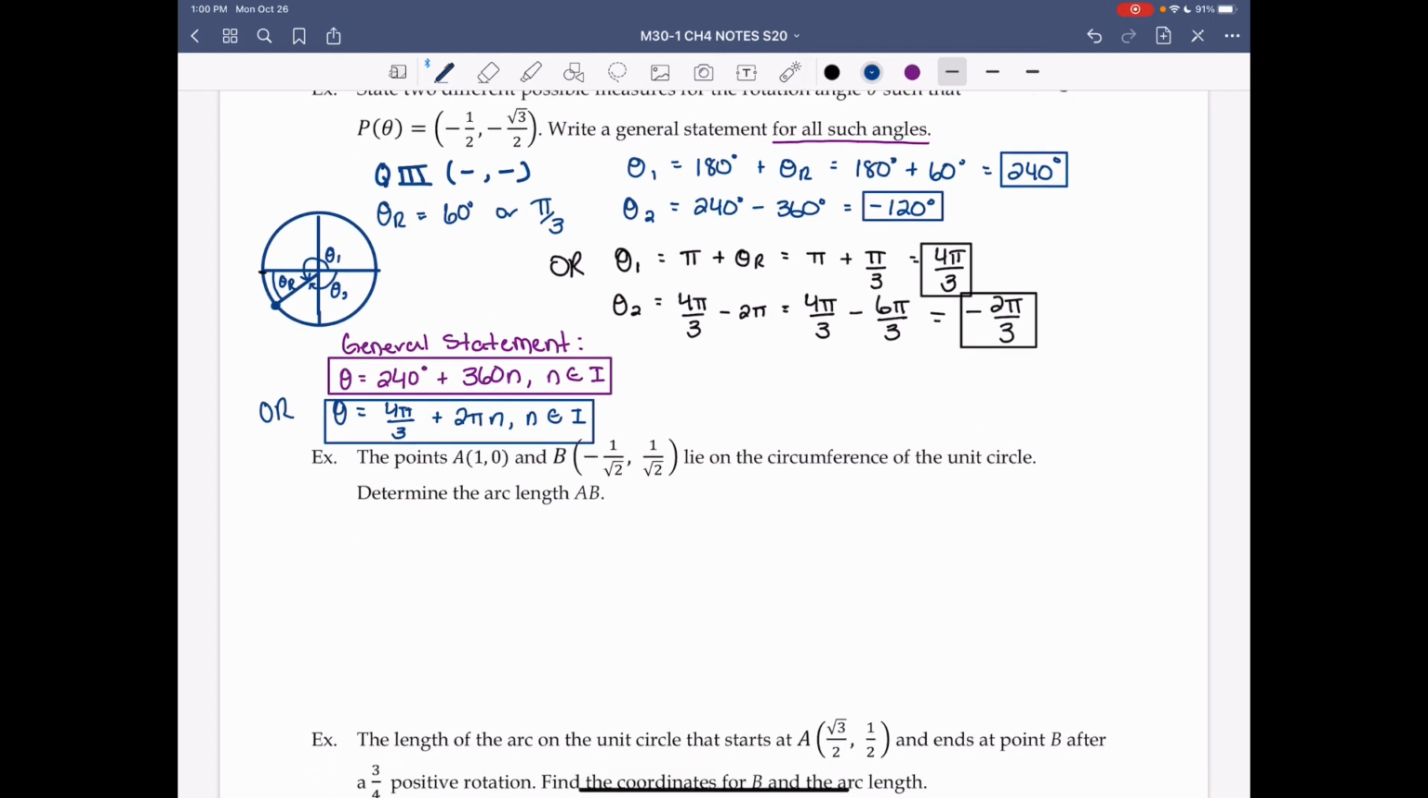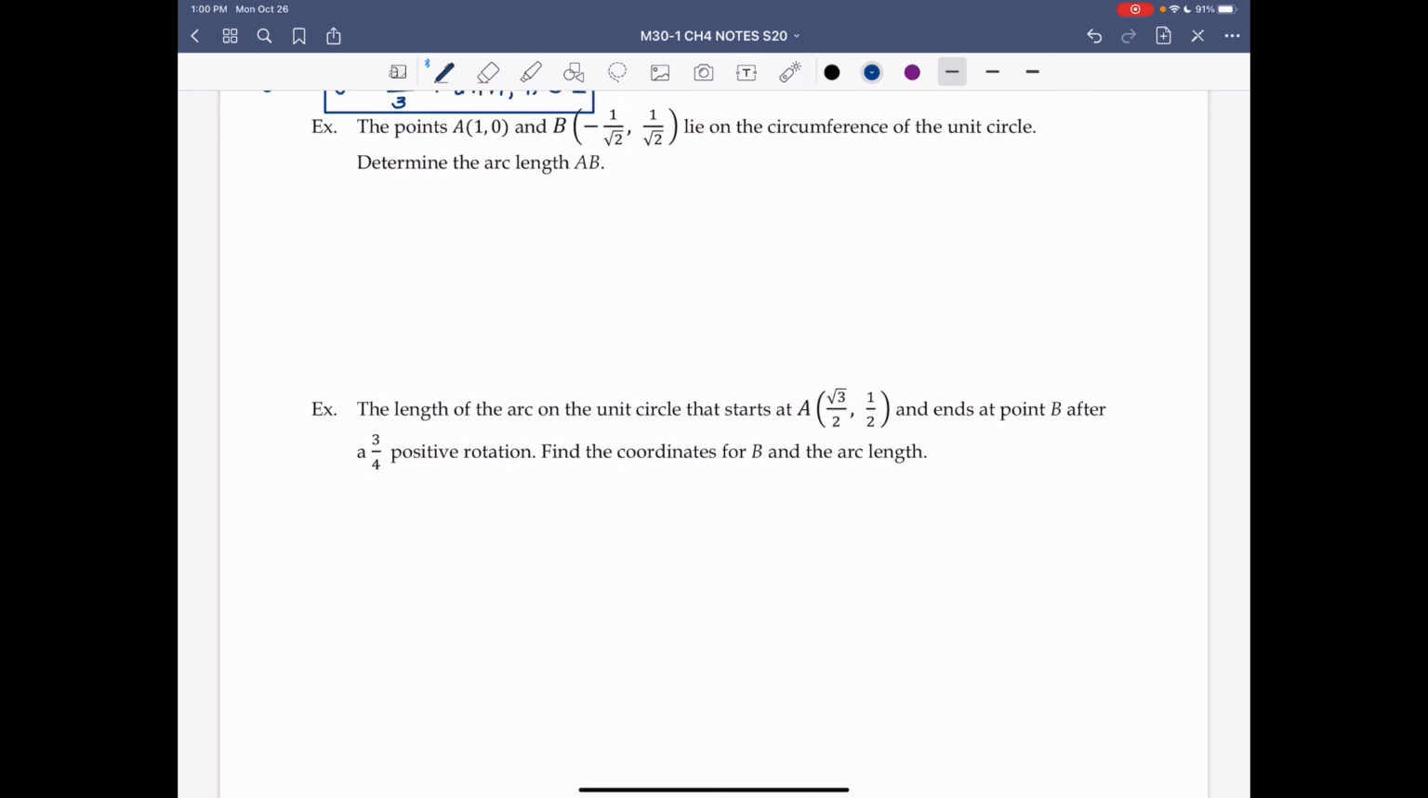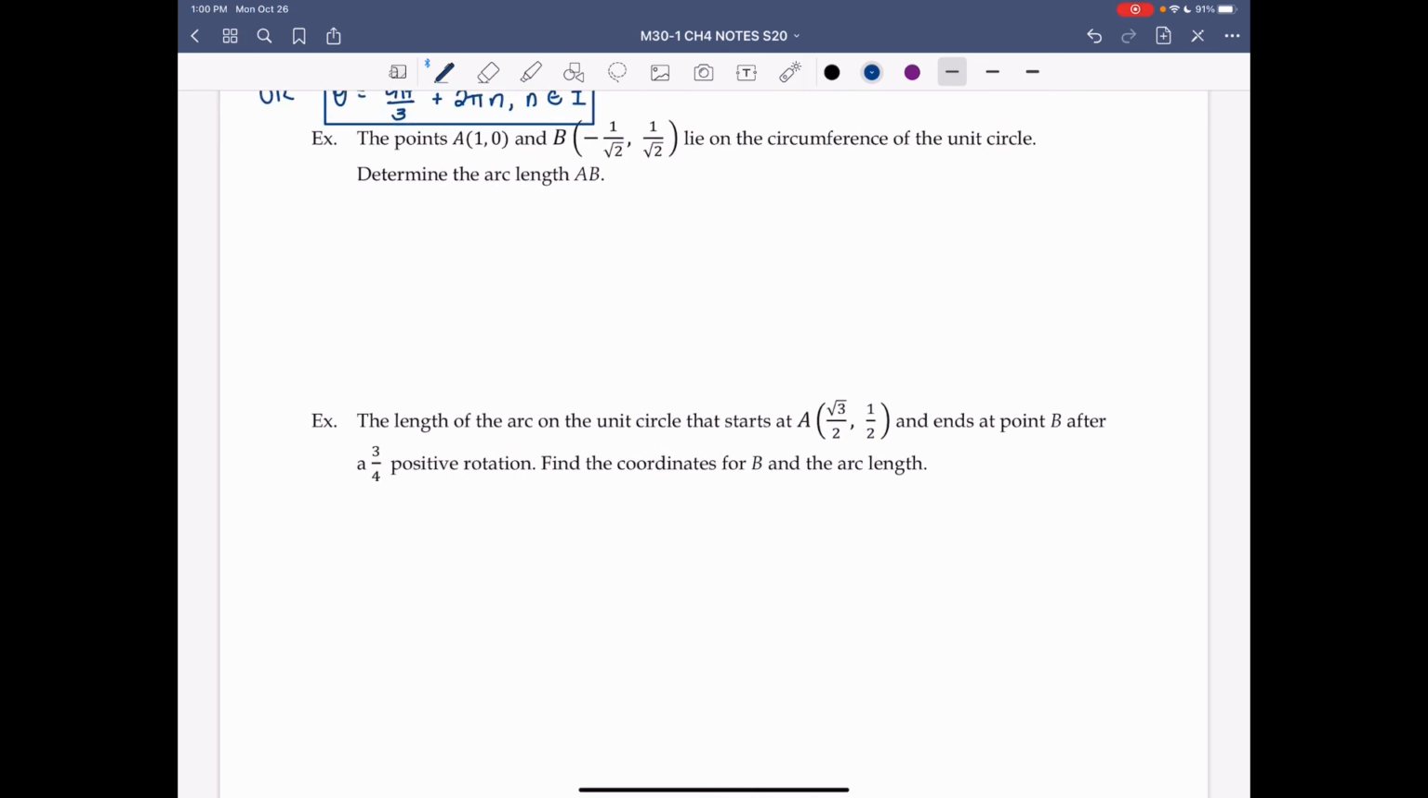The points A (1, 0) and B (-1/√2, 1/√2) lie on the circumference of the unit circle. Determine the arc length AB. Since x and y have the same magnitude, 1/√2 and 1/√2, those come from our special triangle where the reference angle is 45 degrees. So this point tells us that theta r is pi over 4, or 45 degrees.